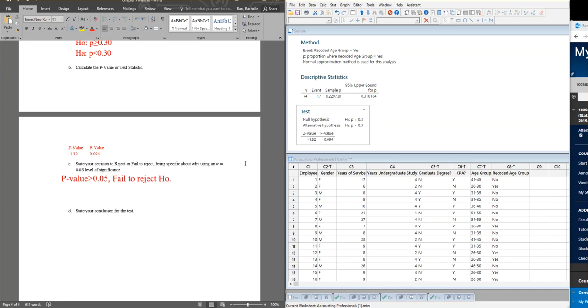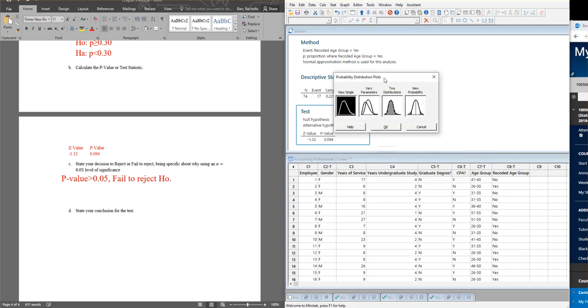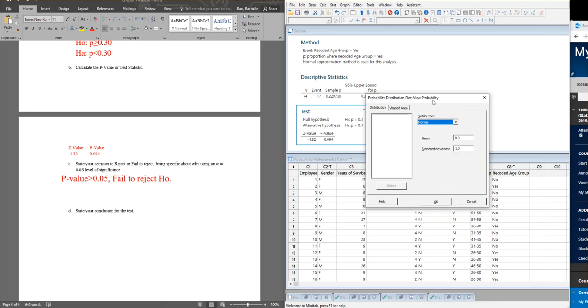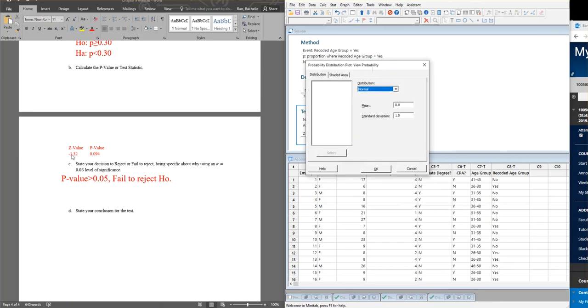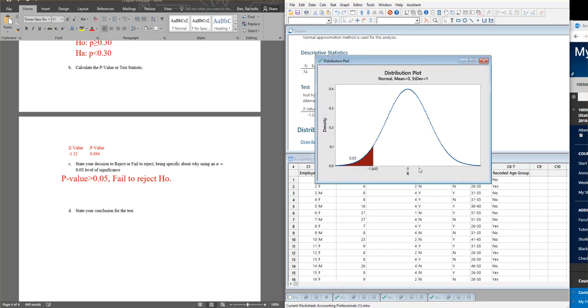And now to look at the Z value, I need to come up with the critical value. So I need to go to graph, probability distribution plot, view probability. All right, and here's where I've got to be careful. Standard normal because I'm on Z. Alpha is 5%, but my Ha is a less than. So this needs to be in the left tail, the lower tail, as it's doing the stuff to the left towards the less tail as your more extreme values. And that gives me a cutoff of negative 1.645.